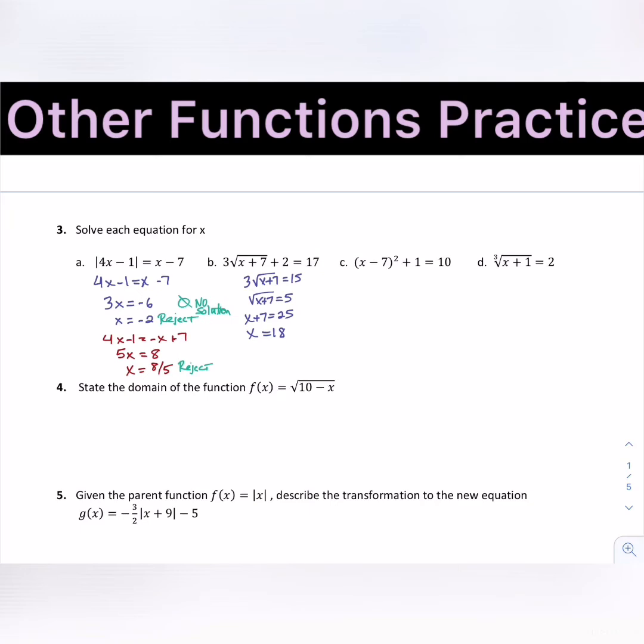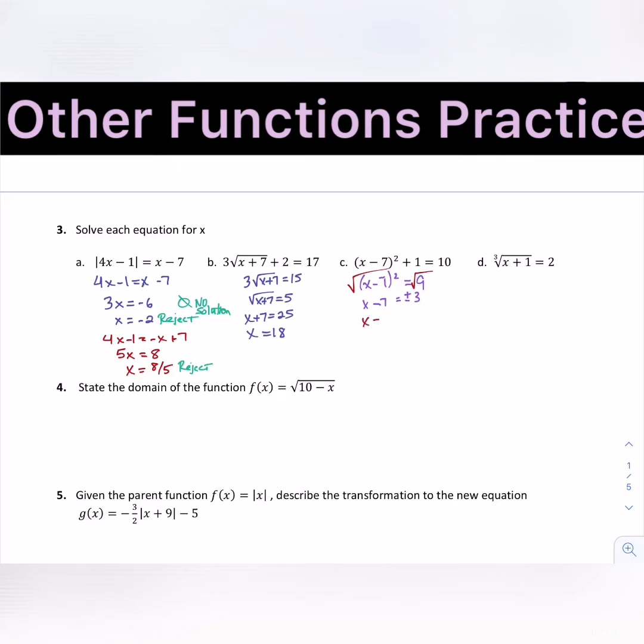Let's move on to our quadratic function that we're going to solve. Now this one I have to move the 1 first. So I have x minus 7 squared equals 9. I'm going to square root both sides, so I'm going to get x minus 7 equals plus or minus 3. Remember, when you take an even index, when you square root both sides, it's a plus minus. If you take an odd index, you don't need that plus minus.